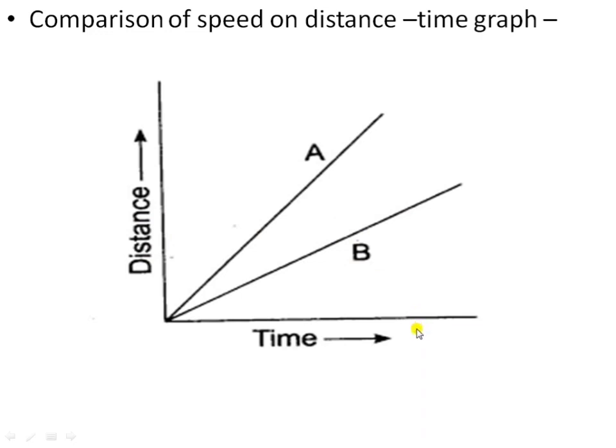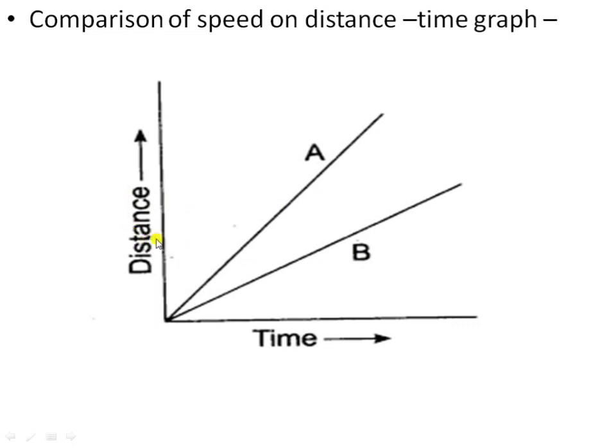You can easily understand this by this graph. We can say that object A is moving faster than object B, because object A takes less time to cover the distance and object B takes more time to reach this place.